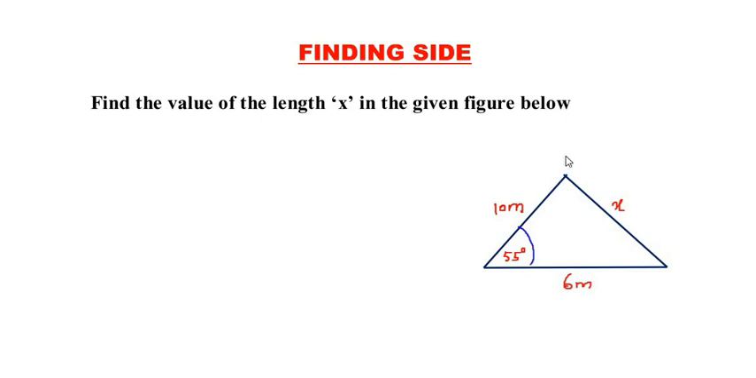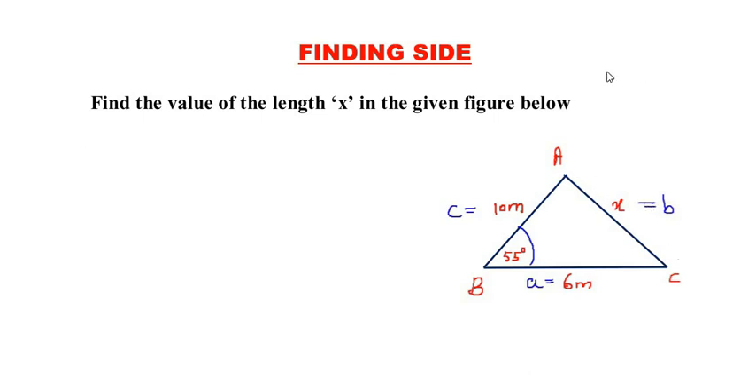So before we can start solving this, let me give the names as A, B and C. Since this is angle A, this becomes side A. Since this is angle B, this becomes side B. And this is angle C, this becomes side C. And you can see they have asked for side B.